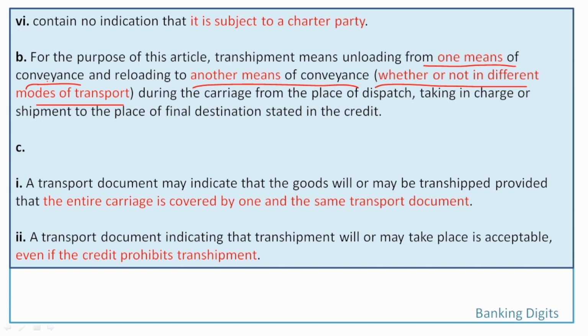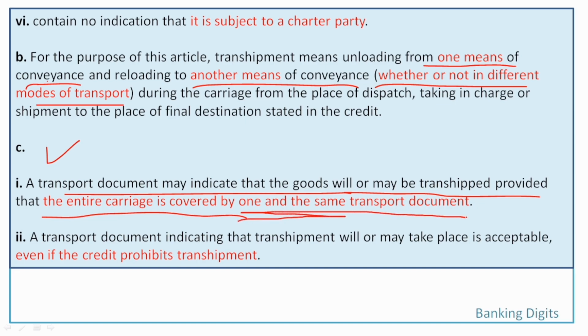Next point, C1. A transport document may indicate that the goods will or may be transshipped, provided that the entire carriage is covered by one and the same transport document.